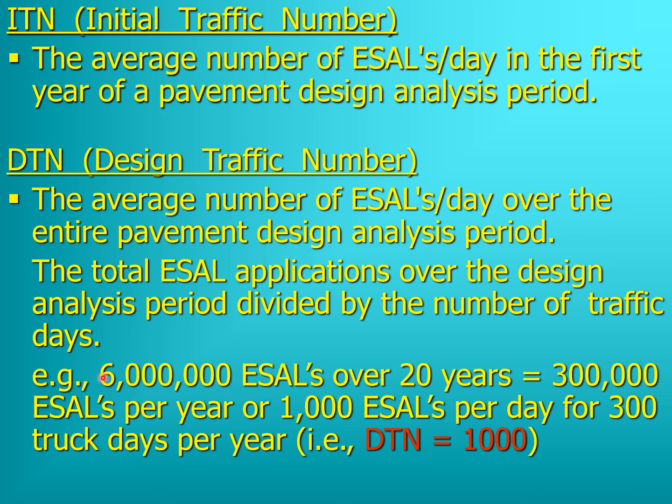So I will repeat that originally we are having this much equivalent single axle loads for a period of 20 years. When we divide this figure by 20, you are getting 300,000 equivalent single axle loads per year. Or you can say it is equal to 1,000 equivalent single axle loads per day for 300 truck days per year. So it means this number, which is basically associated with the design, is called as DTN, that is 1,000 in this example. So this is DTN, design traffic number.